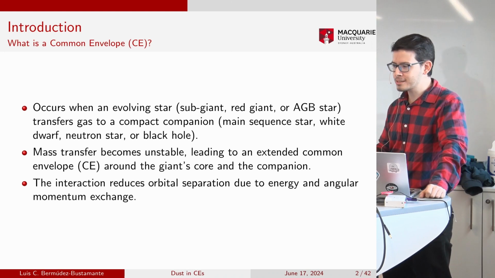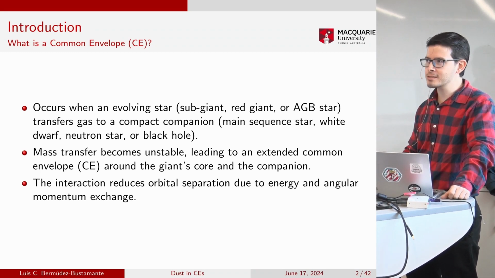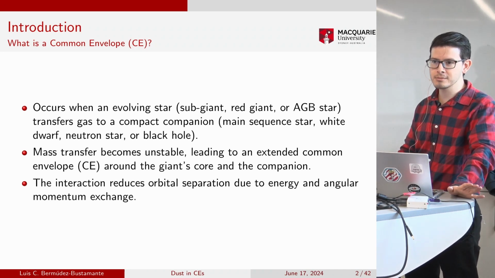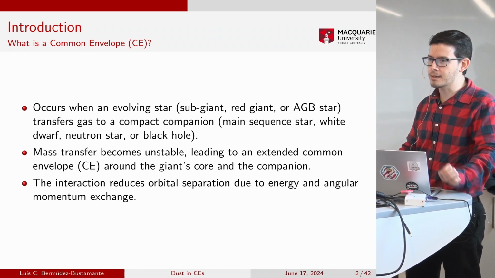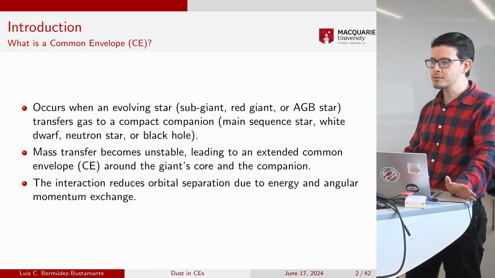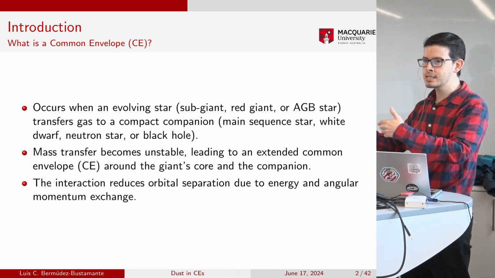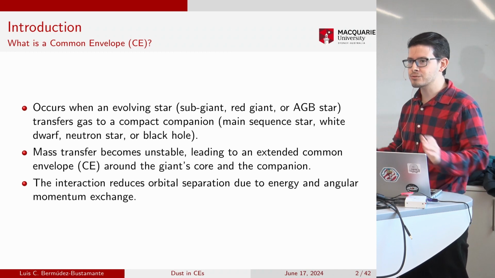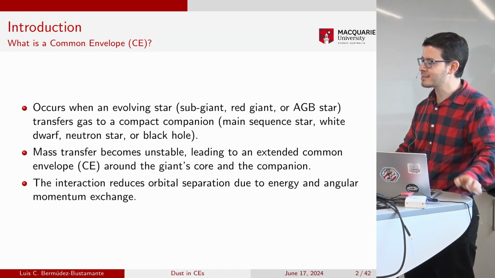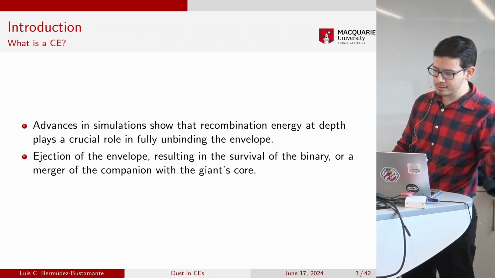So, what is a common envelope? Basically, a common envelope is a phase of evolution in binary stars that occurs when a giant star, in this case an AGB star, transfers material to a companion, in this case a compact companion, a main sequence star. The process of mass transfer is unstable. At the beginning you have transfer of mass from the giant to the companion, but later you have the two stellar cores surrounded by the common envelope, and the interaction reduces the orbital separation of the binary system due to energy and angular momentum exchange. That is the theoretical part.